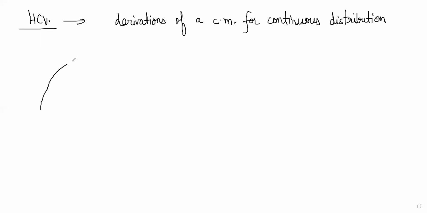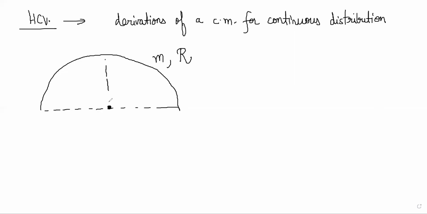So let's take a half ring. The half ring, let's say, has mass m and radius r. And what we want to find out is the location of the center of mass for this half ring, right? So how do we do that?